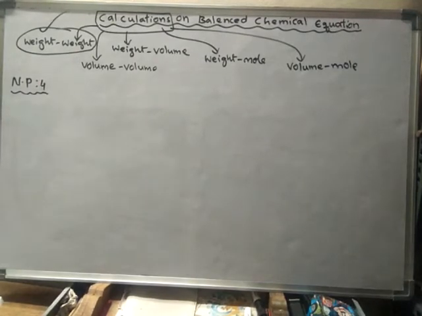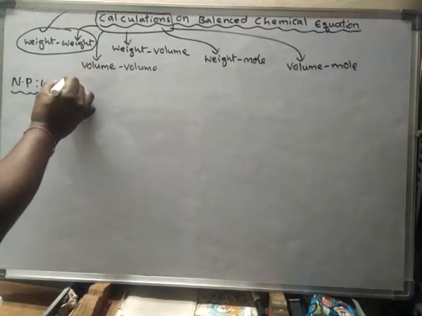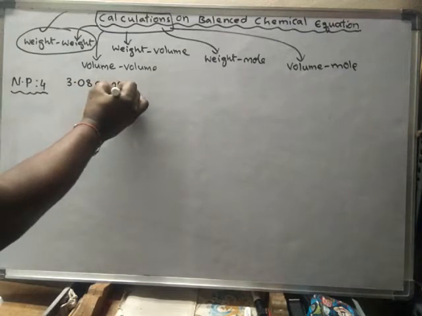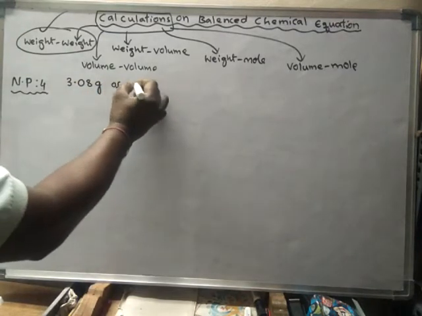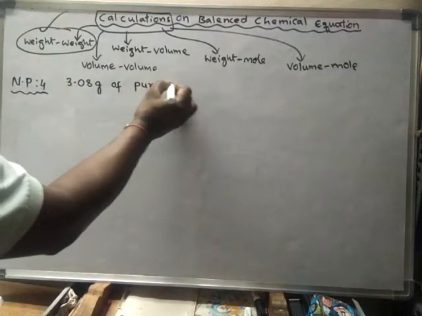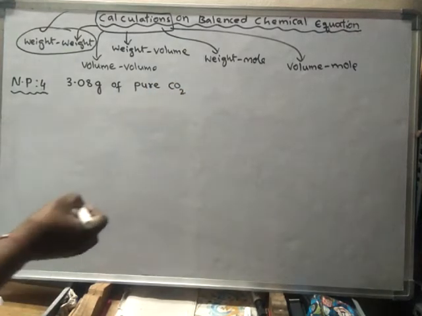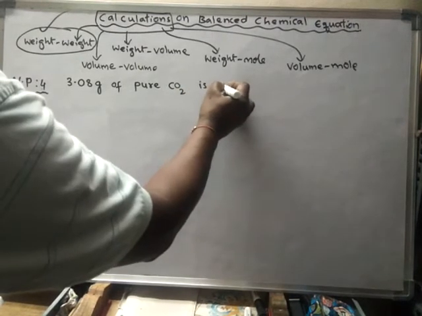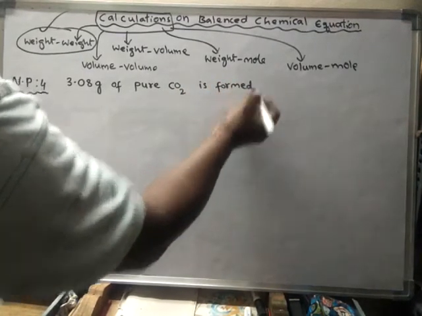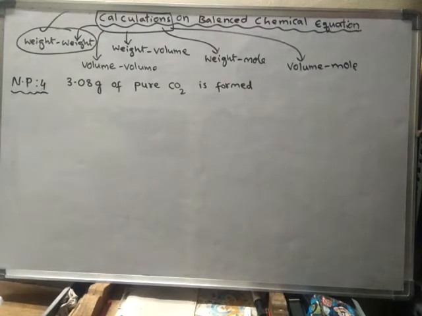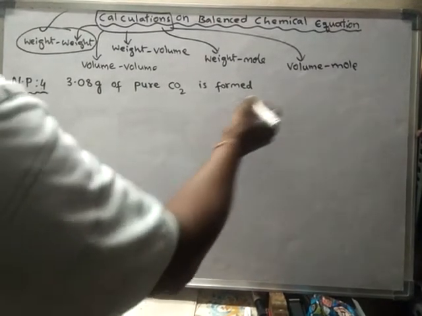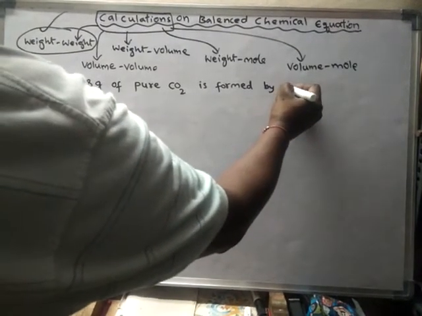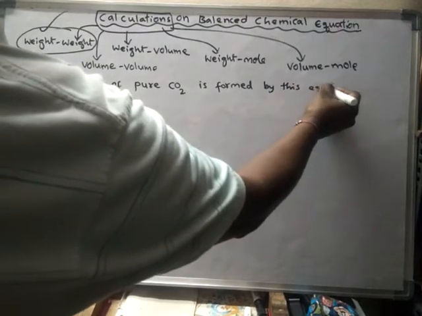The question goes like this: 3.08 grams of pure carbon dioxide is formed. This carbon dioxide is a gas. So pure carbon dioxide is formed according to the equation, by this equation. Some equation is given.